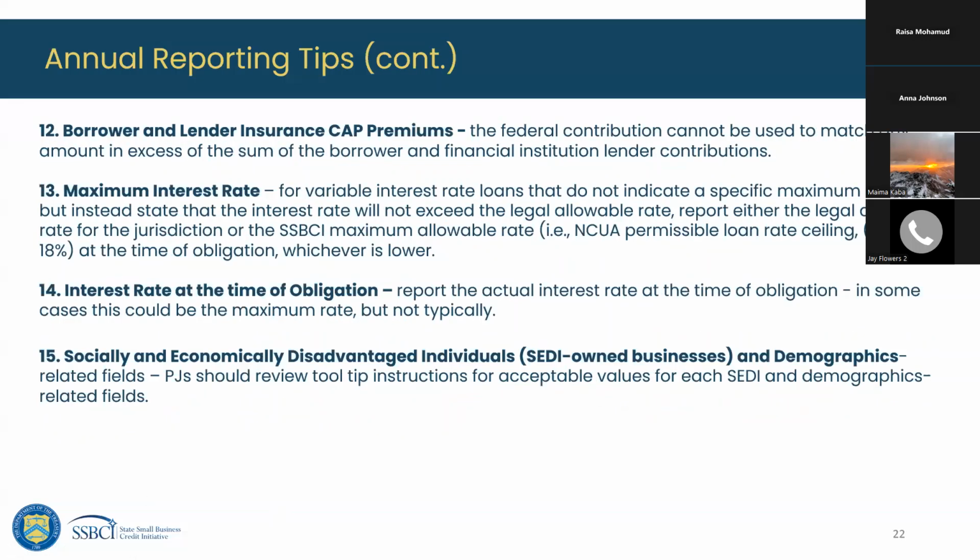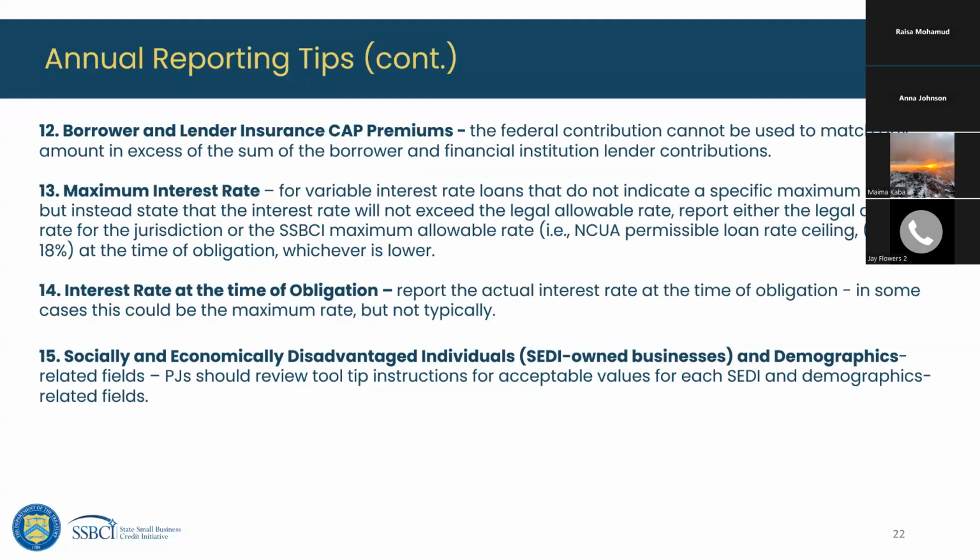Okay, and this is going to apply to cap transactions. So the federal contribution cannot be used to match any amount in excess of the sum of the borrower and the financial institution lender contributions. Like we talked about earlier with the validation, that's one of the things this template is going to pick up on. So just make sure that it is not in excess of the sum of the borrower and the financial institution's contribution.